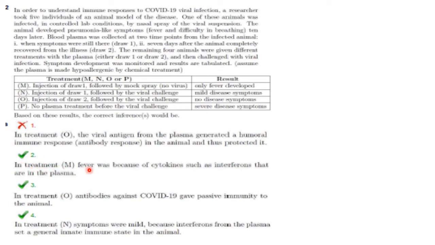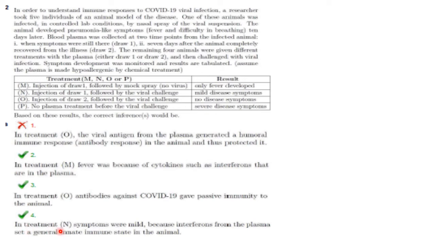In treatment M, fever was because of cytokines such as interferons that are in the plasma. That is correct. That is why the injection of draw 1 followed by mock spray, that is no viral particles were there, only fever developed. That was because of cytokines such as interferons in the plasma. Then in treatment O, antibodies against COVID-19 gave passive immunity to the animal. I already told when we read the first option.